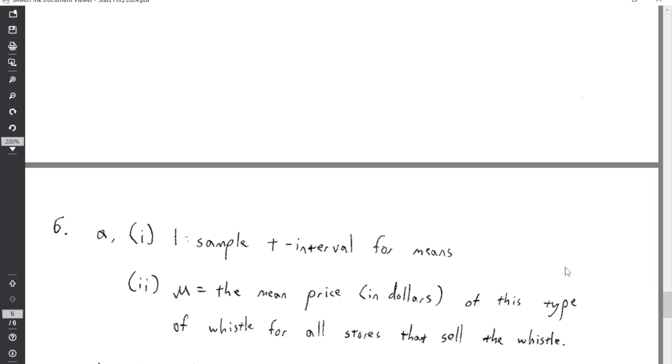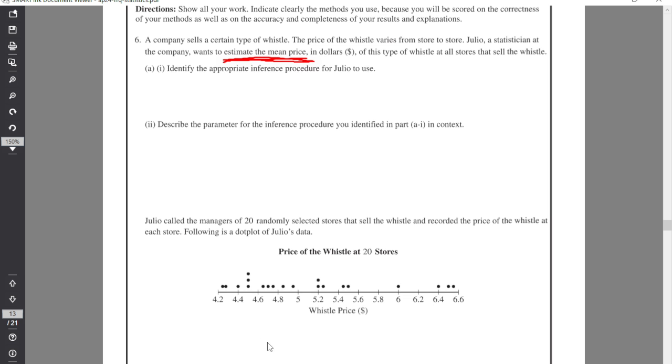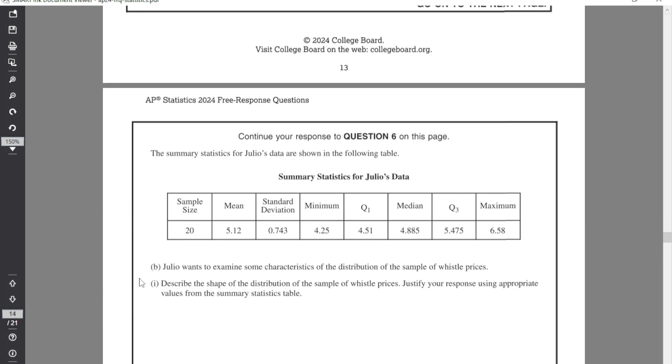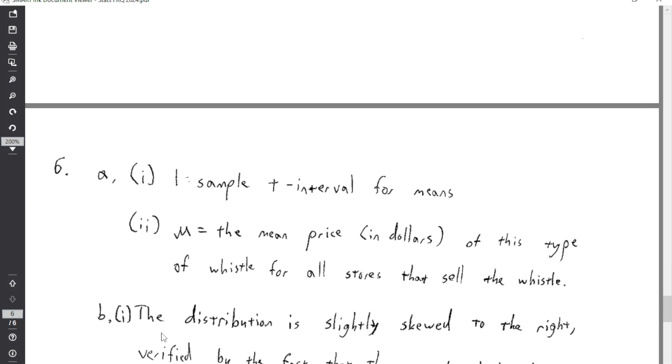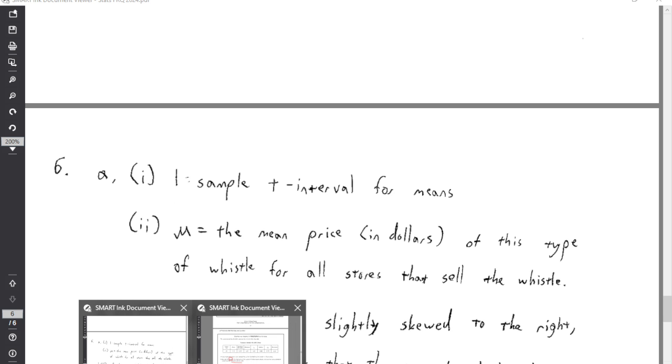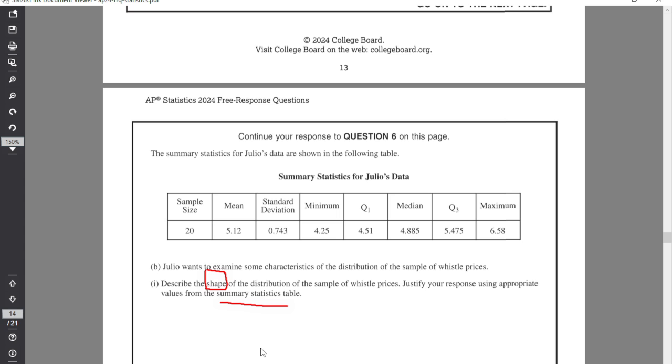Then in part B, we're still in relatively familiar territory. We have this dot plot and then summary statistics. It asks us to describe the shape of the distribution and justify our response using the summary statistics. So for this shape, we're going to say that it is slightly skewed to the right. We say that because if you look at these summary statistics, our mean of 5.12 is greater than our median, which tells us that our mean is getting pulled slightly to the right by this skewness.